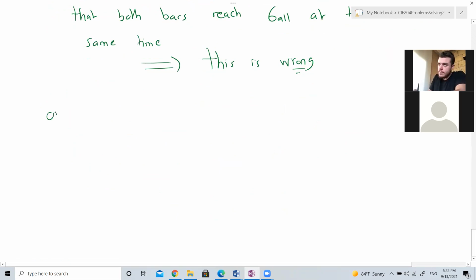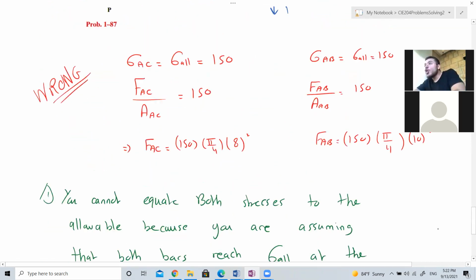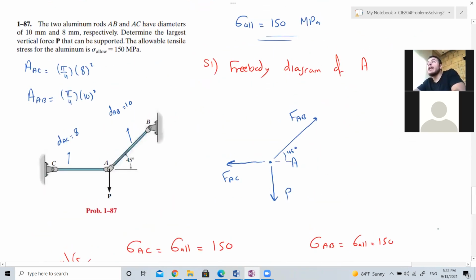Only one of them reaches the sigma allowable first. Do we know which one of the bars is going to reach the allowable first? No, we cannot know. So what we do is assume that one of the bars will reach the allowable first, and then we're going to check our assumption. Let's assume that the bar AB reaches its allowable first.